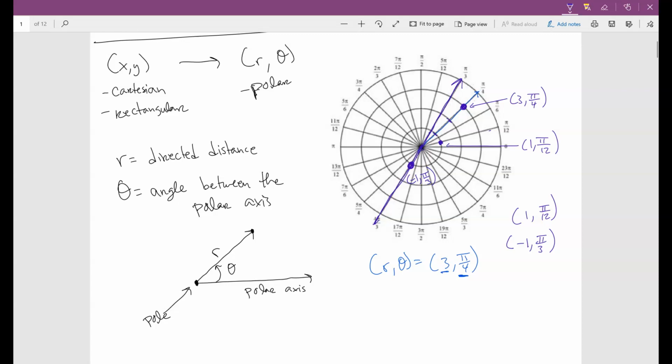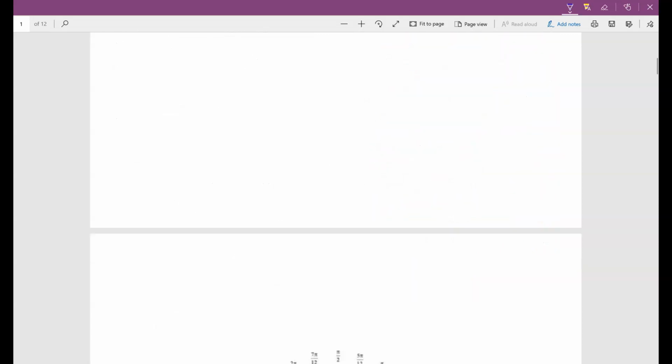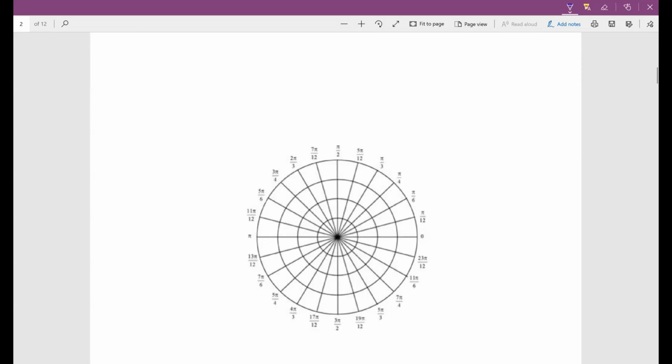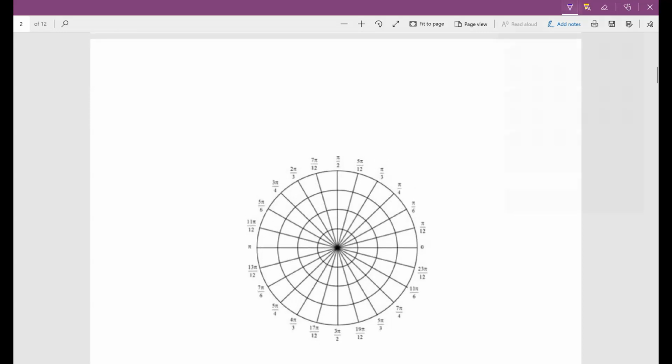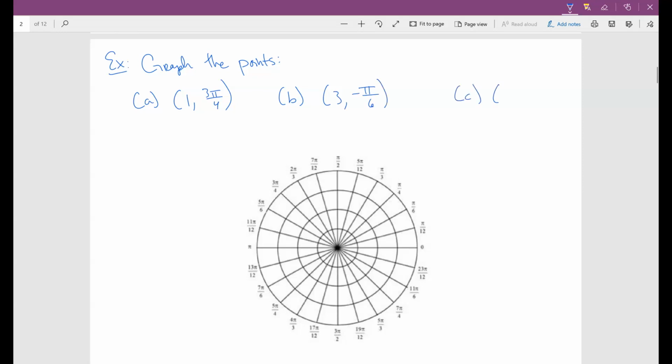Okay, so let's do a couple of examples to start graphing. Here I have some polar paper, which will also be available to you on Canvas if you want to practice with it, but you can always just draw it as well. So let's graph the points. Let's say I wanted to graph a couple of them: 1 comma 3 pi over 4, 3 comma negative pi over 6, and then negative 4 comma pi over 4.